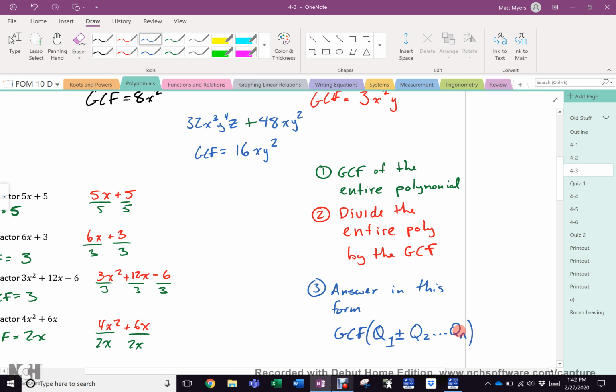Does everybody understand? So this first one is going to be the GCF, which was 5, bracket. What's the first quotient? x. What's the second quotient? 1. Done. Everybody good? Well, let us do the next one. What was the GCF, Paige? 3. So we write 3. What is the first quotient? What is 6x divided by 3? 2x. What is 3 divided by 3? 1. Everybody good? Do the next two.